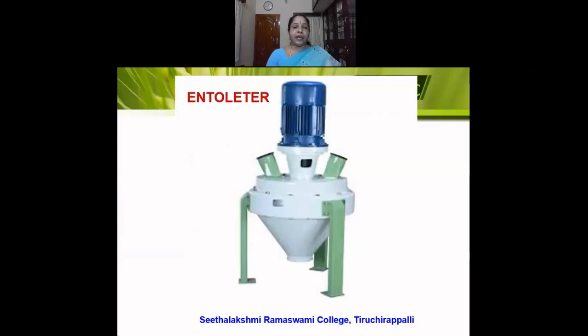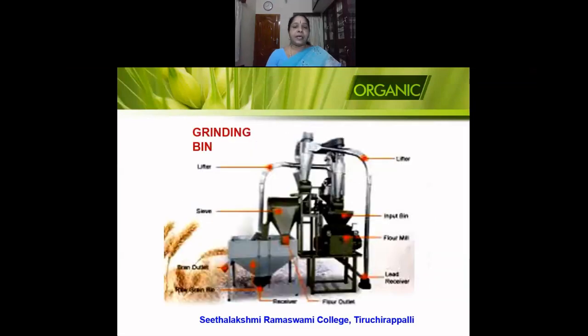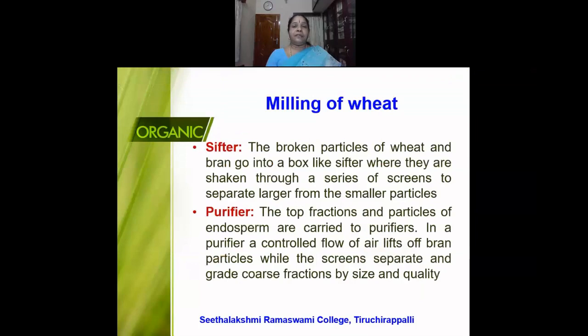This is the entoleter that is used to remove the unsound kernels from the wheat grains. And these are the finger-like pins that are present in the entoleter. And these are the grinding bins where the first break rolls are present. The first break rolls are used to break the wheat grains. Next, the wheat passes through a sifter. So what is a sifter? A sifter is something like a jalladai.